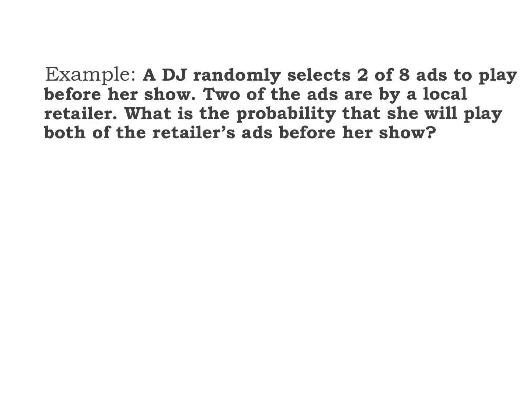So here it says a DJ randomly selects 2 of 8 ads to play before her show. 2 of the ads are by a local retailer. What is the probability that she will play both of the retailer's ads before her show? So the first step is we need to think, is this a permutation or a combination? Notice there is a keyword, selecting 2 of 8. It doesn't matter the order of the 2, but they're selecting 2 of the 8. So here order doesn't matter, so this would definitely be a combination setup.